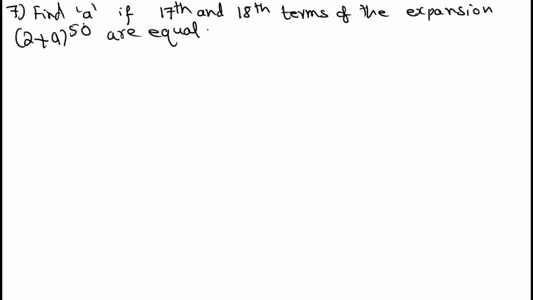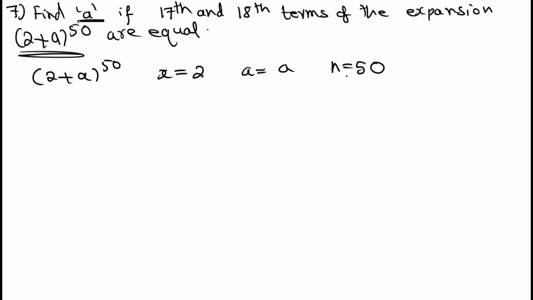See the next question. Find a if 17th and 18th terms of the expansion of 2 plus a to the power 50 are equal. Okay, you need to find a where 17th and 18th term of the expansion 2 plus a to the power 50 are equal. Consider the expansion 2 plus a to the power 50. What is the first term x? That is 2. What is the second term a? It's equal to a itself. Index n, its value equal to 50.